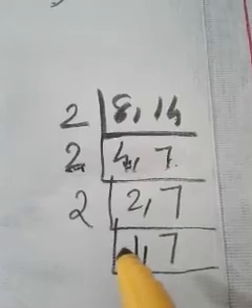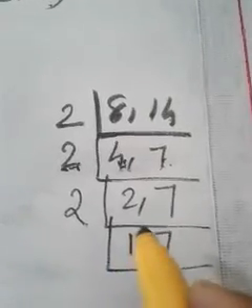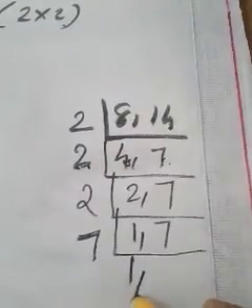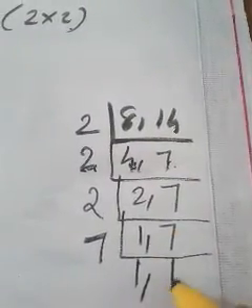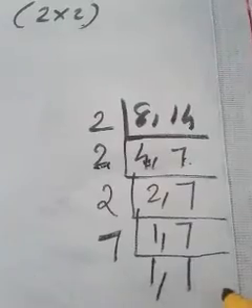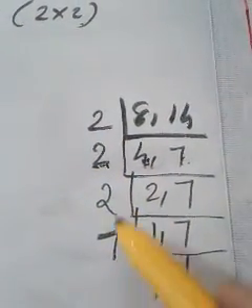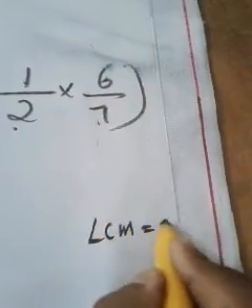Now we can choose the next prime number, and the next possible prime number will be 7. In 1 is there any 7? No. So just rewrite that. In 7 how many 7s? 1. So just multiply these all together, we will get the LCM. 2 into 2 is 4, 4 into 2 is 8, 8 into 7 is 56. So LCM is 56.